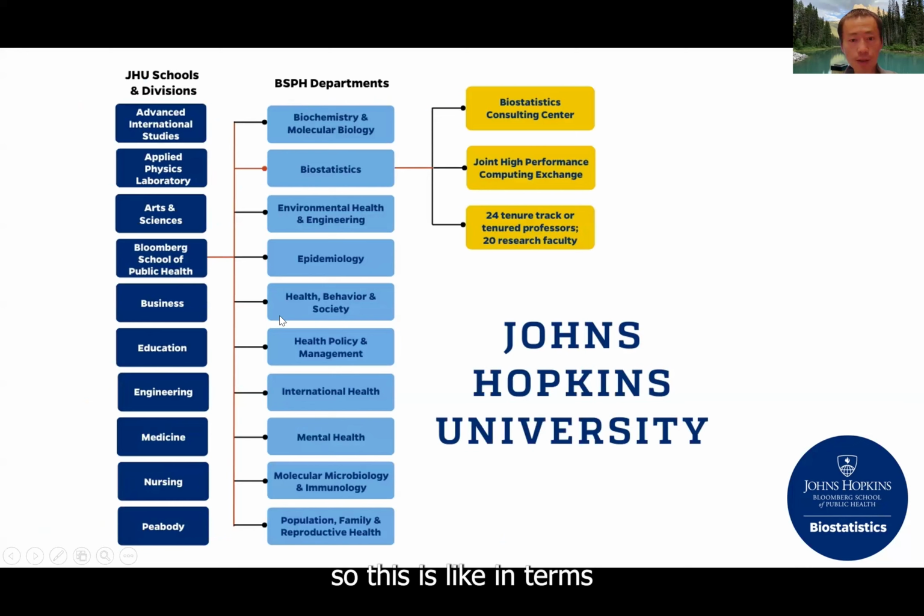So this is in terms of the structure of the university. The university has a lot of schools, and we are in the School of Public Health, the Bloomberg School of Public Health. Within this school, we have 10 different departments, and biostat is the core department, which offers the quantitative training and research.